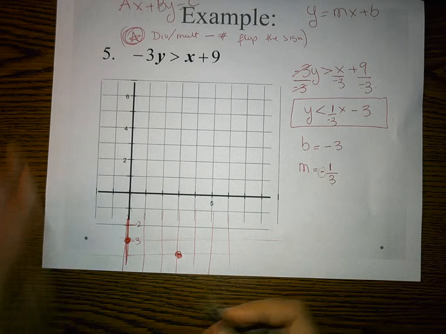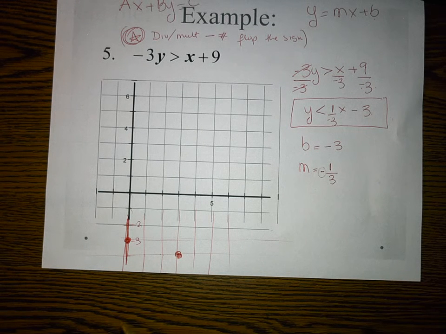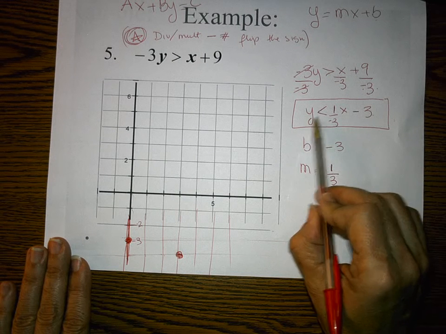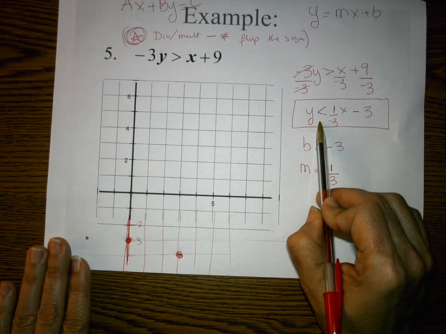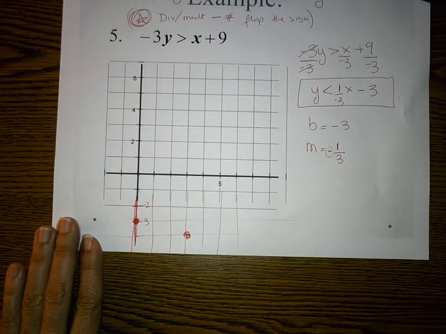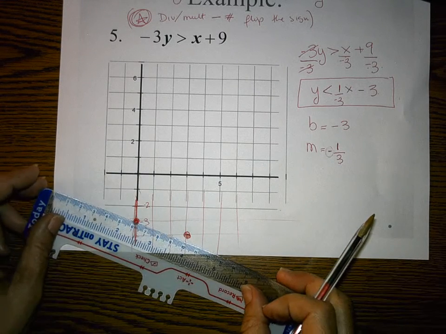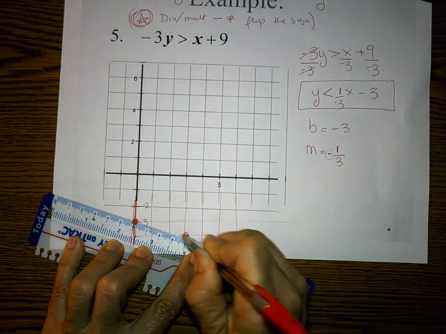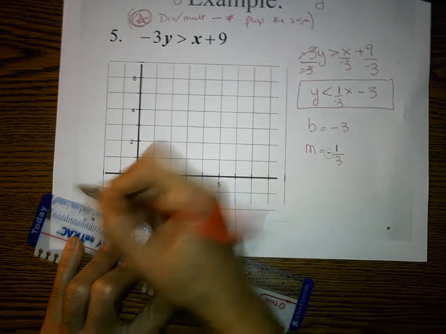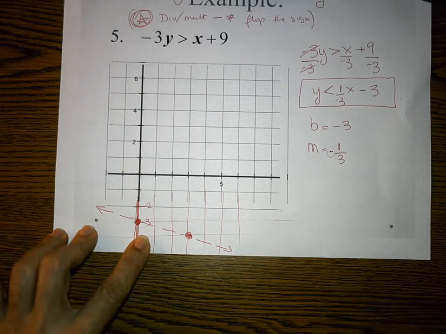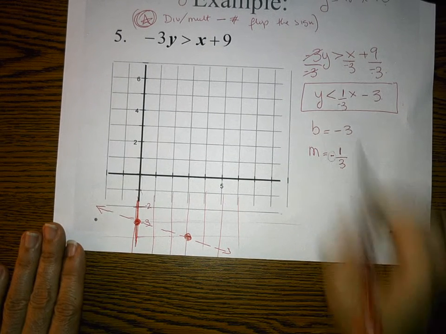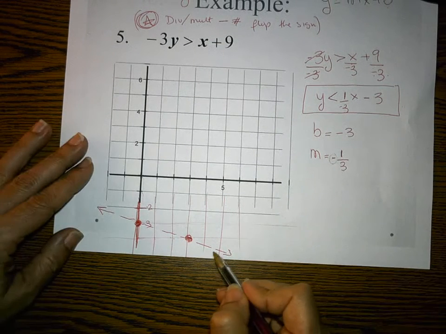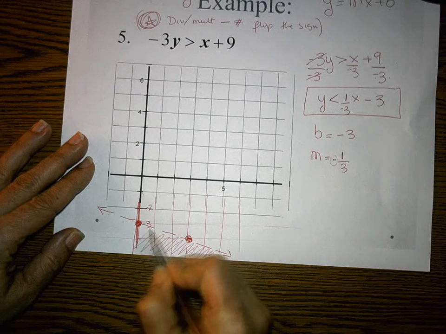Now I would like to connect those 2 dots, but I have to see if I have a dashed or a solid line. It looks like we have y is less than, not equal, so I have a dashed line. So I would go ahead and do my little dashed line connecting these 2 dots. And it says I want less than. So that means less than the dashed line. Then I would shade below, everything below the line.